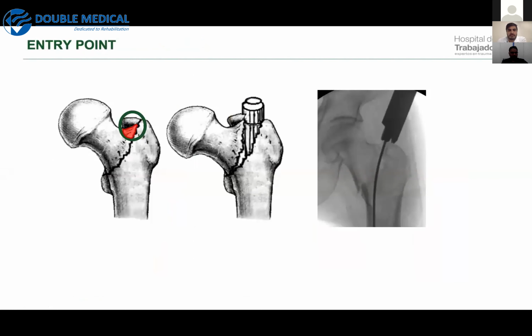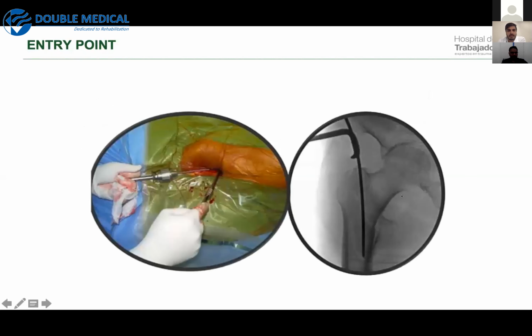Also, it's important to make a good entry point. There are some tricks, like using this type of guide wire to get more medial, and then take out this distal part of the neck that is very thick and puts your nail in varus position. This is another trick you can use.